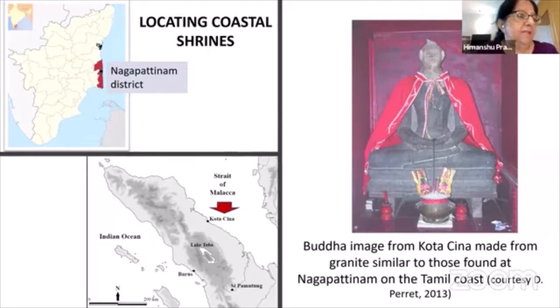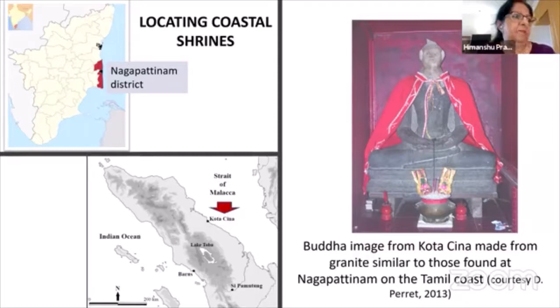And some of the important sites on Sumatra are the sites of Kotachina, Muarajambi, and Barus. And similarly, Nagapattinam is not the only Buddhist site that we know of. There are 140 coastal Buddhist sites found in Tamil Nadu, but which are often not discussed or talked about. And Sumatra is particularly important. You see Sumatra at the bottom, and you see Barus at the bottom of that slide.